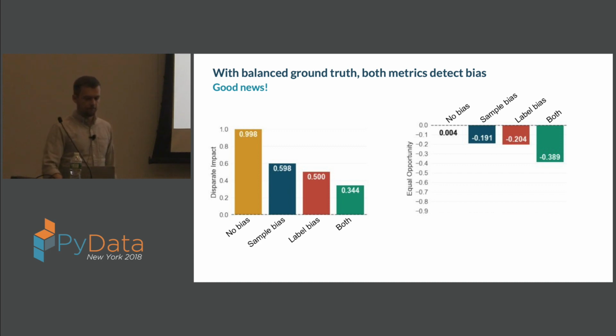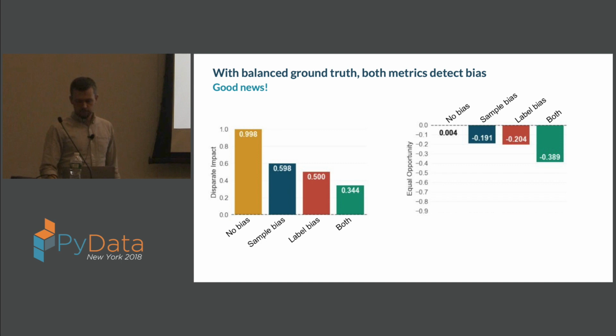So what you see here is, in this hypothetical world where ground truth is balanced between the classes, these metrics work pretty well. They don't measure bias in the case where we have not artificially introduced bias. But when we artificially introduce sample bias or label bias, they start detecting more bias. And then when we have both types of artificially injected bias in our training data set, the fairness metrics detect that as being even worse than either independently. So far, so good. When your ground truth is balanced, these metrics are performing fairly well.